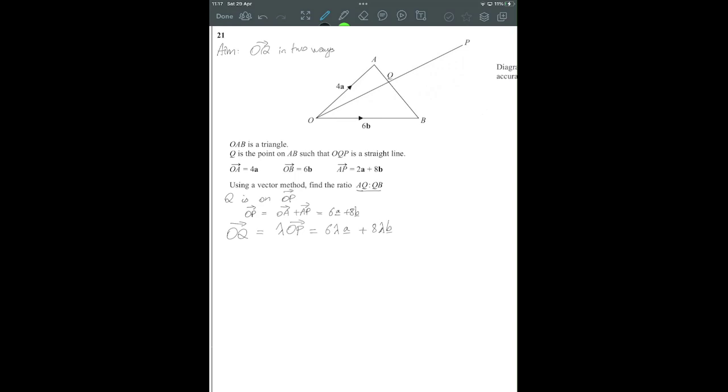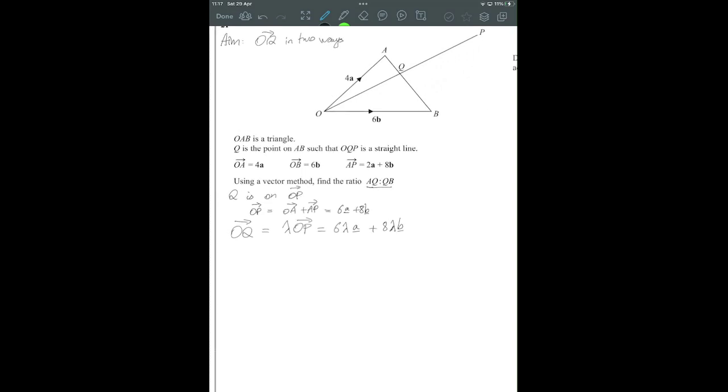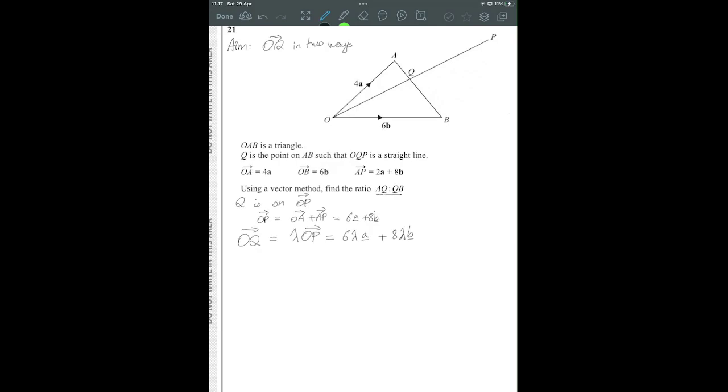So I'm halfway through my aim, but that was the easy one. I've worked out one way to get from O to Q by using the fact that Q was on OP. I'm now going to do the same thing, but now I'm going to use the fact that Q is on AB. Well, again, I need a couple of things. I need AB first. Well, if I want to go from A to B, I need to go backwards along A, forwards along B. So that's negative 4A plus 6B.